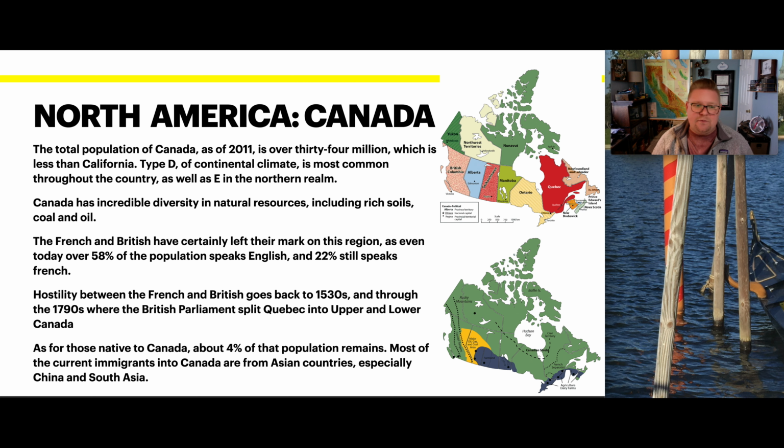Now, hostility began between the French and British. That goes back to the 1530s, and continued through the 1790s, when the British Parliament ended up splitting Quebec into two pieces, the upper and lower Canadian portions of Quebec. As for those native or indigenous to Canada, only about 4% of the total population is indigenous, and most of the current immigrants to Canada are from Asian countries, especially China and Southeast Asia. So they're seeing a very large flux of immigration from those countries, not from Britain or from France, which is pretty interesting.